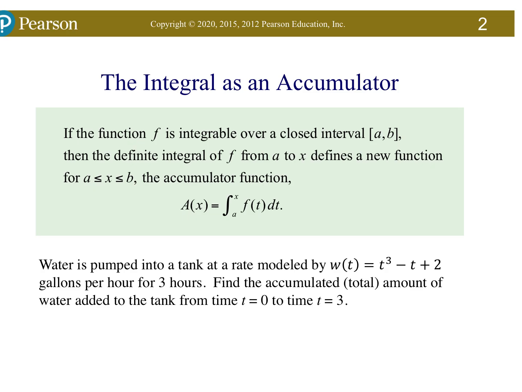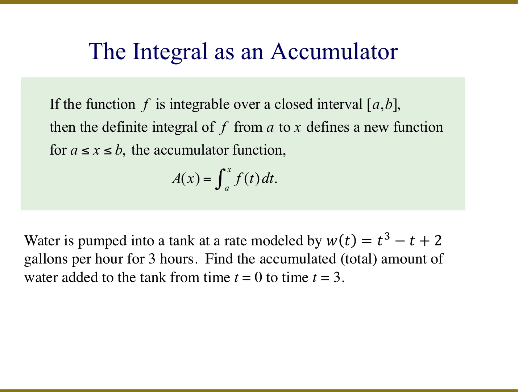Okay, so here's an example with water. If we have water being pumped into a tank at a given rate, and the rate is gallons per hour, then an antiderivative will convert that into just gallons. So you set up an integral to find the accumulated total. Your integral will go over the time units from 0 to 3. Make sure you put parentheses around the cubic function. And then your differential is dt, not dx, because t is the variable.